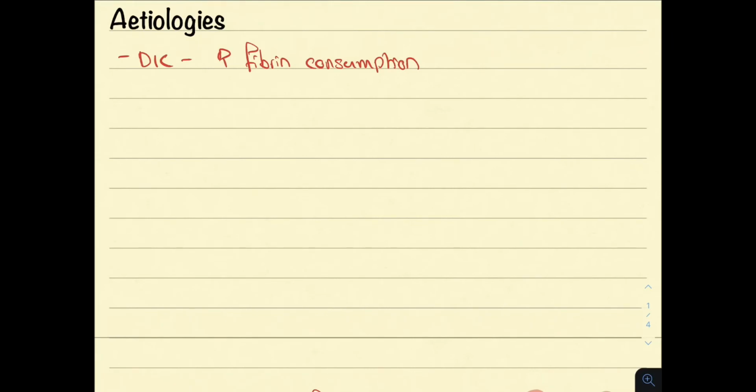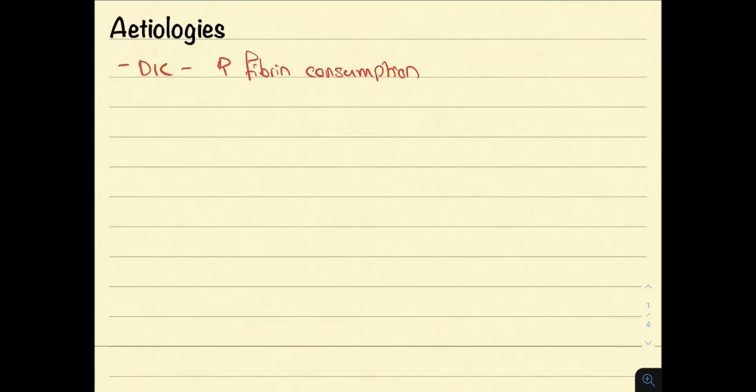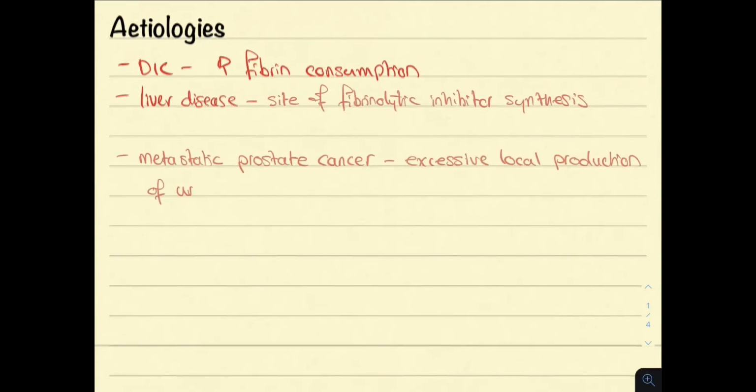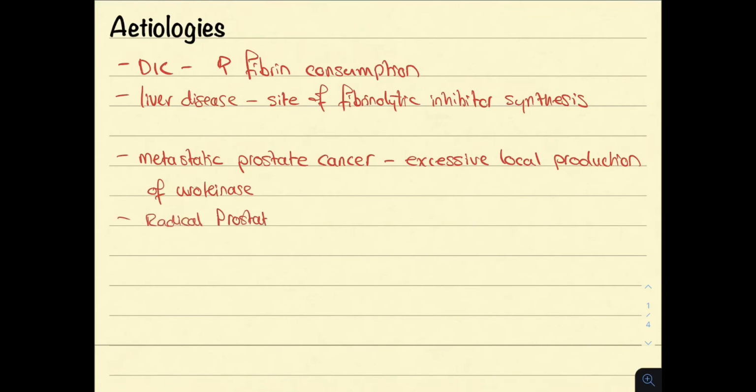The etiologies of excessive fibrinolysis include DIC, where we have increased fibrin formation and thus increased fibrinolysis; liver disease, as this is the site of fibrinolytic inhibitor synthesis; metastatic prostate cancer, so we end up with excessive local production of urokinase; radical prostatectomy, this ends up also releasing urokinase, and the reason for this is because urokinase is expressed in the prostate and is involved in various pathologies of the prostate. The research into this is still ongoing, and I've included a reference if you're interested in reading. However, this is not compulsory.